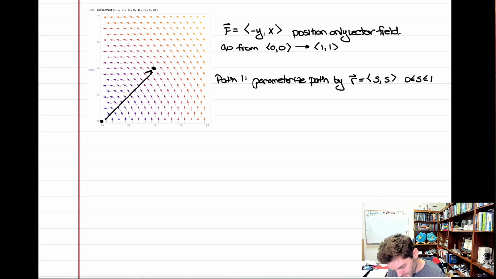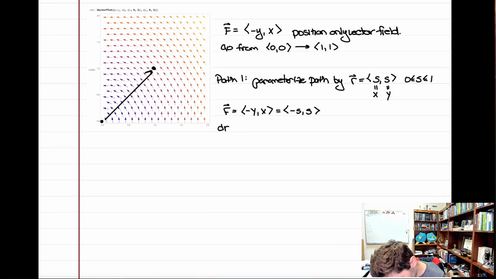And what I'm doing is giving a function for x, and a function for y. Because remember, the general position is x, y, z for 3D, x, y in this case. So I'm saying that wherever I see an x, I replace it with s. Wherever I see a y, I replace it with s. And so then I can evaluate the force in this case, which was negative y, x, that then becomes negative s, s.